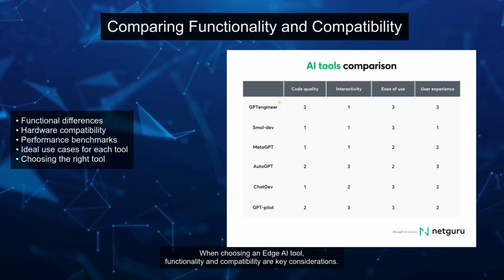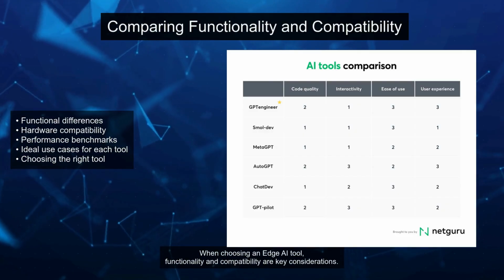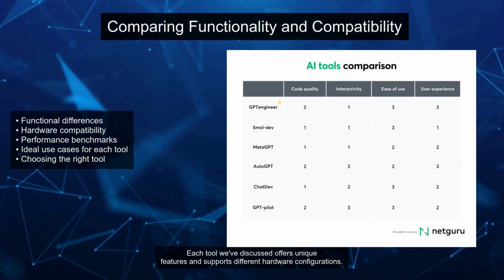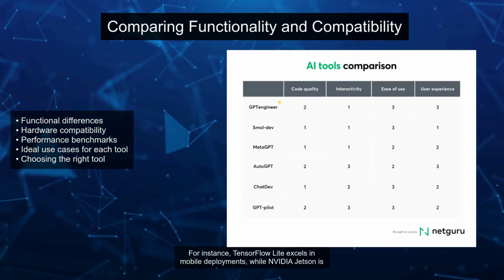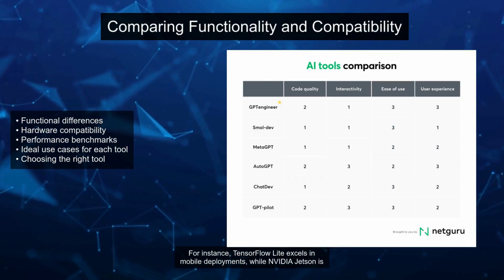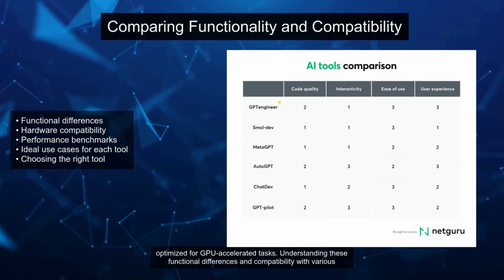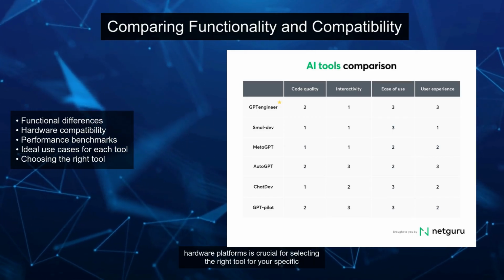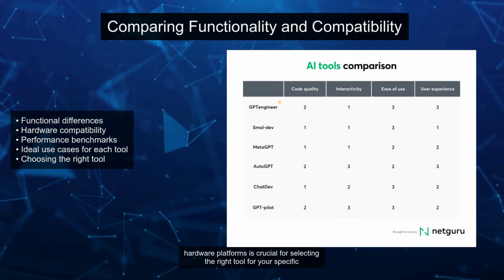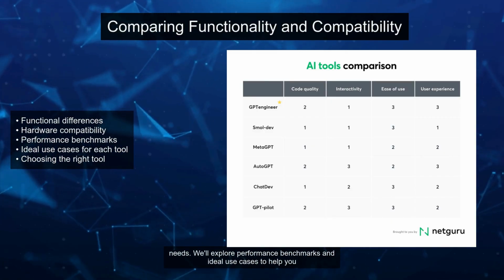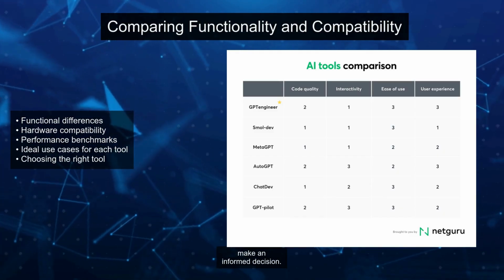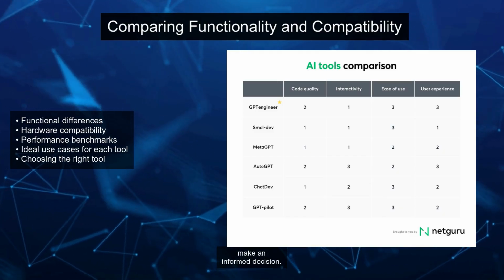When choosing an edge AI tool, functionality and compatibility are key considerations. Each tool we've discussed offers unique features and supports different hardware configurations. For instance, TensorFlow Lite excels in mobile deployments, while NVIDIA Jetson is optimized for GPU-accelerated tasks. Understanding these functional differences and compatibility with various hardware platforms is crucial for selecting the right tool for your specific needs. We'll explore performance benchmarks and ideal use cases to help you make an informed decision.